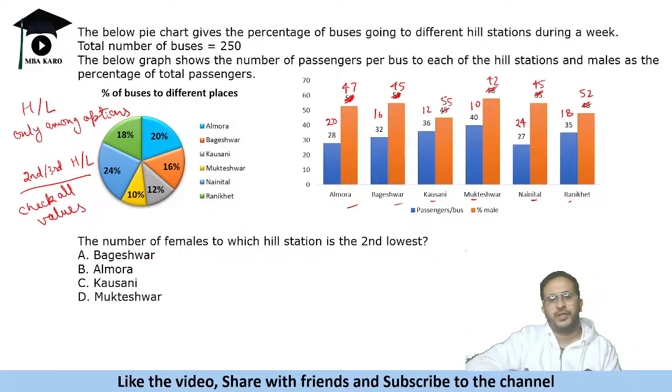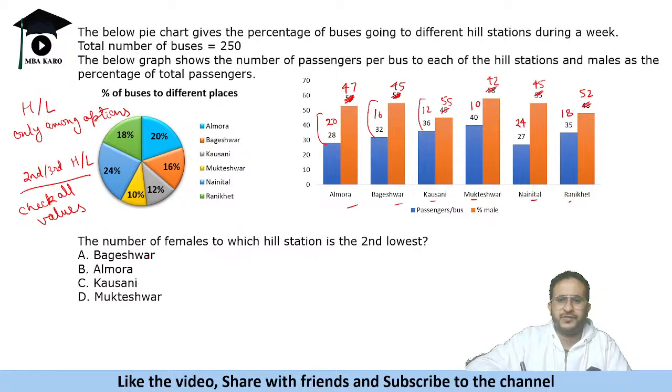Yeah. Now these are roughly half, okay, unless something is specified. 28 into 20, large number, 560. This is also close to 500. ये कम वैल्यू दिख रही है मुझे, एक वैल्यू कम दिख रही है, 400, जस्ट 400.